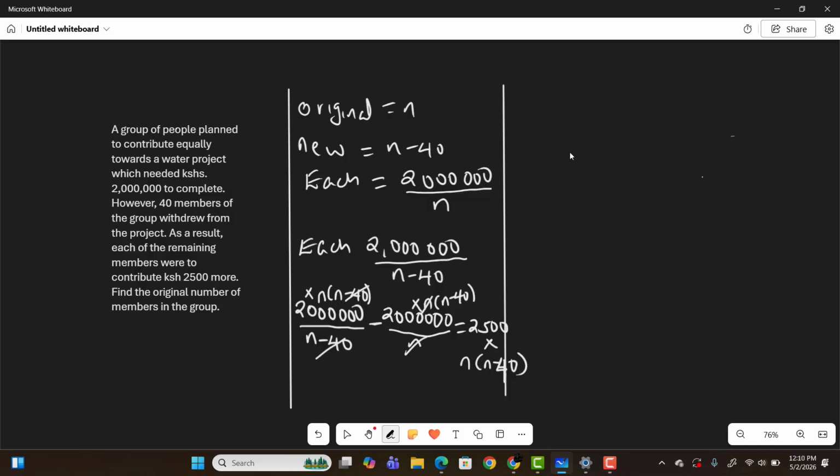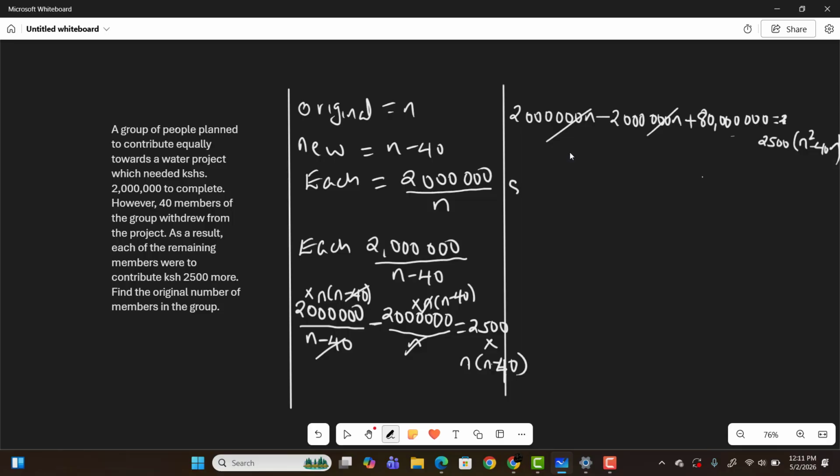We're going to have n multiplied by 2 million, that's just 2 million n, then minus 2 million times n, 2 million n, then we have minus multiplied by minus, that is positive, 2 million times 40, that is 80 million. This equals to 2,500 multiplied by n times n is n squared, minus n times 40, 40n, and then we close. As you can see here, we have got these two will disappear. Those are like terms, 2 million n minus 2 million n.